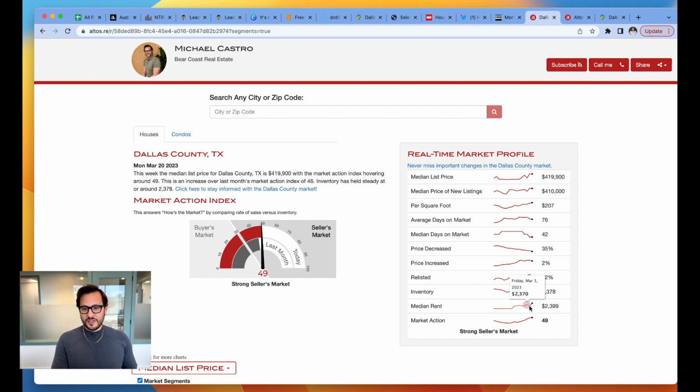I don't usually discuss rents, but it's definitely interesting that they're on their way back up. So this is the Market Action Index, and this is what we use to take a quick look at every city and zip code.